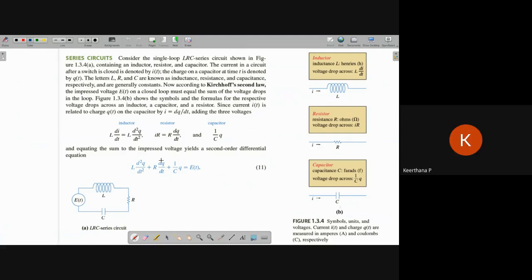Visible. Okay, thank you. So today I'm going to start application of differential equation in circuit theory. Today I expect an answer from your side, because I think you know basic things in LCR circuits, especially from circuit theory students, ECE, EEE and E&I students.